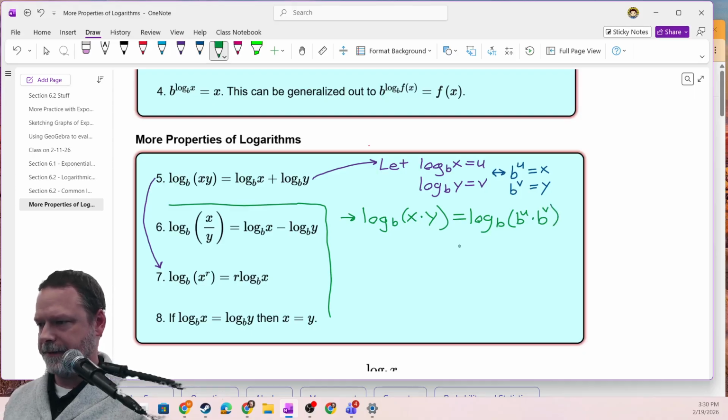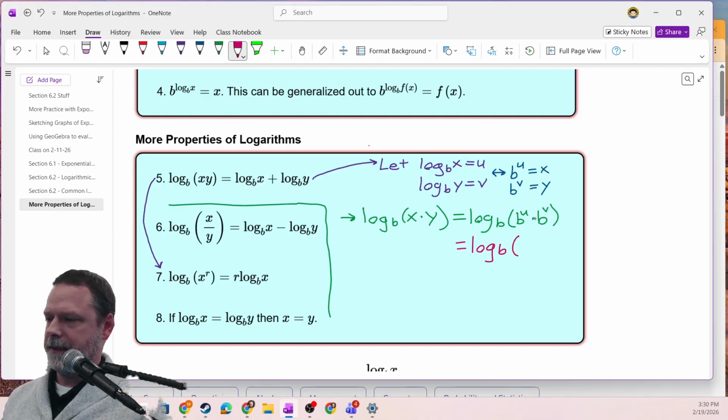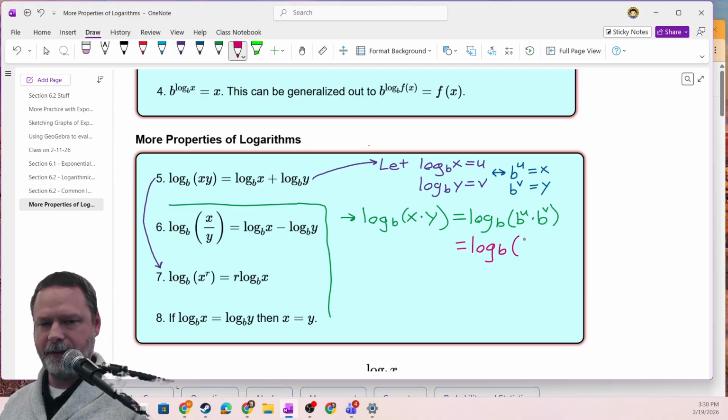In which case, now I can say that's really log base b of b to the u times b to the v. I can write that as a single exponent using properties of exponents, b to the u plus v. There we go.